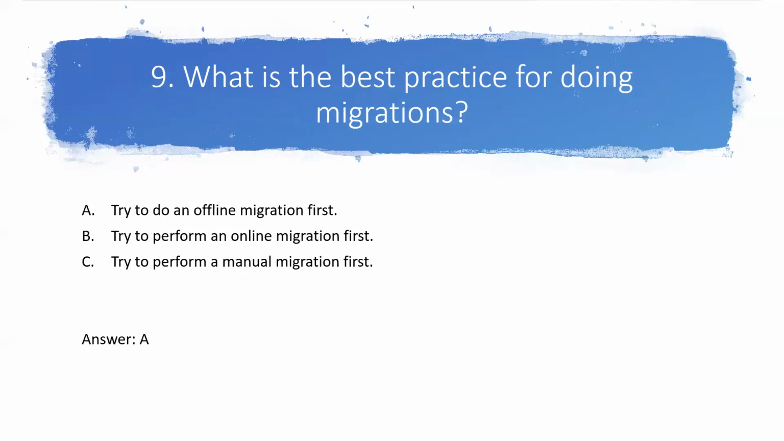Question 9. What is the best practice for doing migration? Option A, try to do an offline migration first. Option B, try to perform an online migration first. Option C, try to perform a manual migration first. Option A is the right answer. Try to do an offline migration first to see if it will run in an acceptable time frame that doesn't incur the cost of the premium database tier.